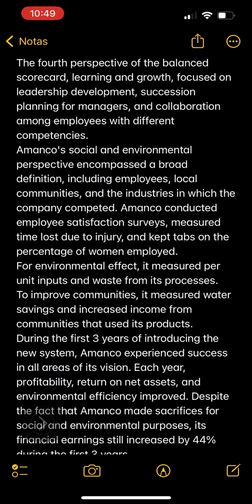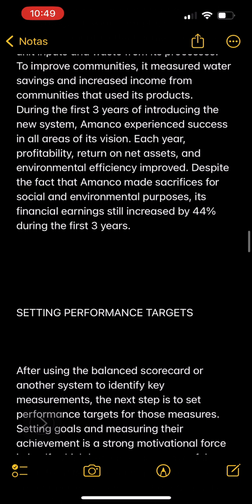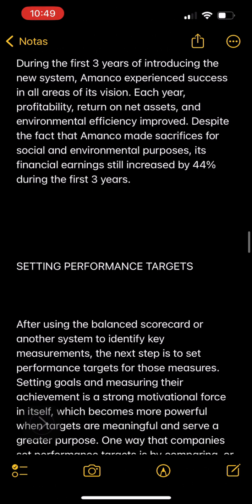During the first 3 years of introducing the new system, Amanco experienced success in all areas of its vision. Each year, profitability, return on net assets, and environmental efficiency improved. Despite the fact that Amanco made sacrifices for social and environmental purposes, its financial earnings still increased by 44% during the first 3 years. Setting performance targets.